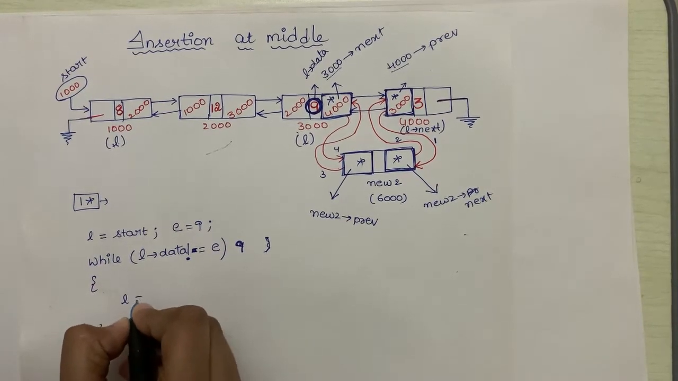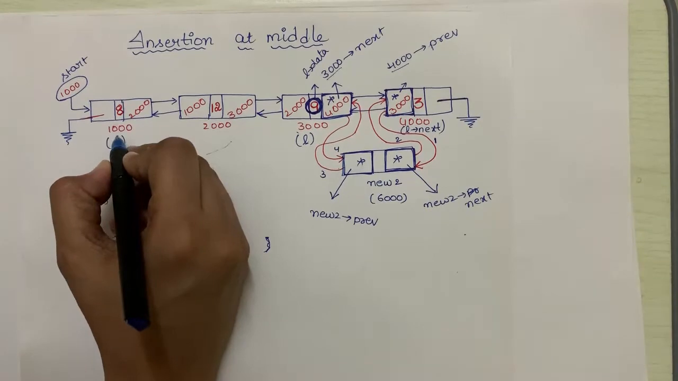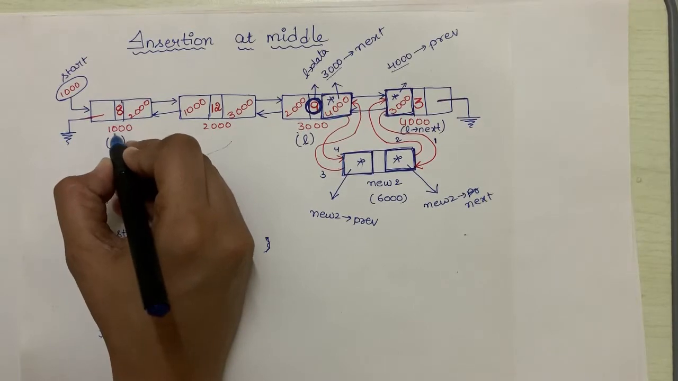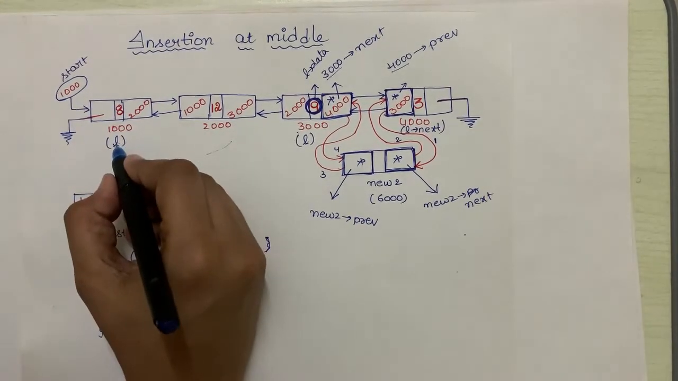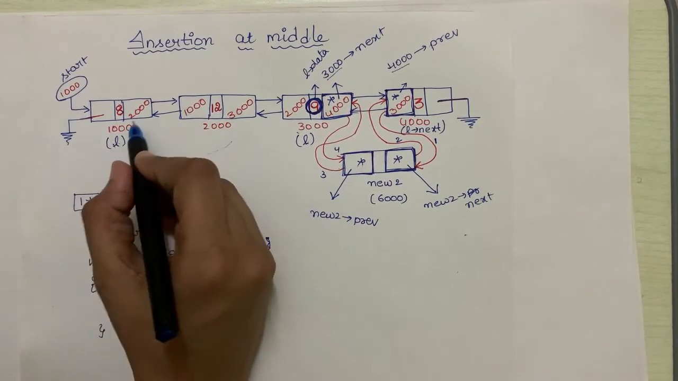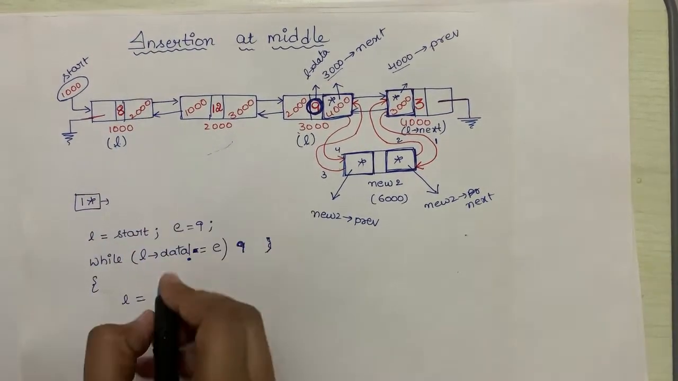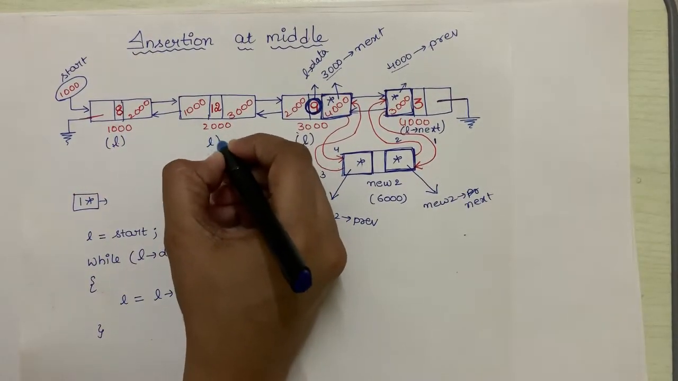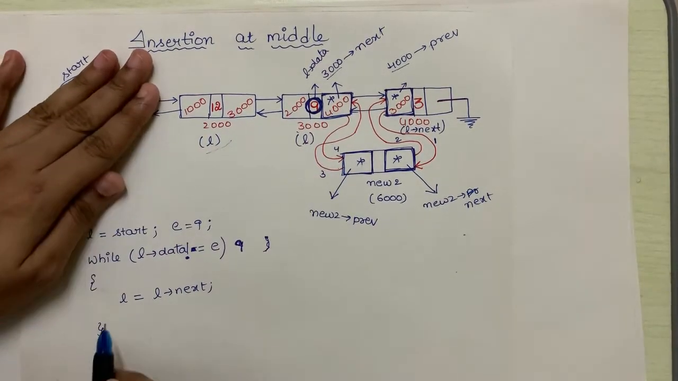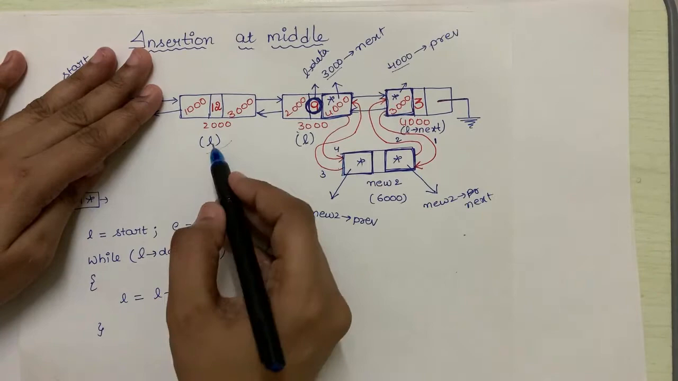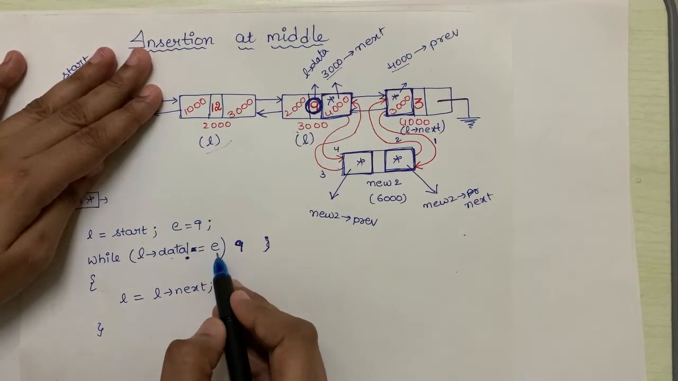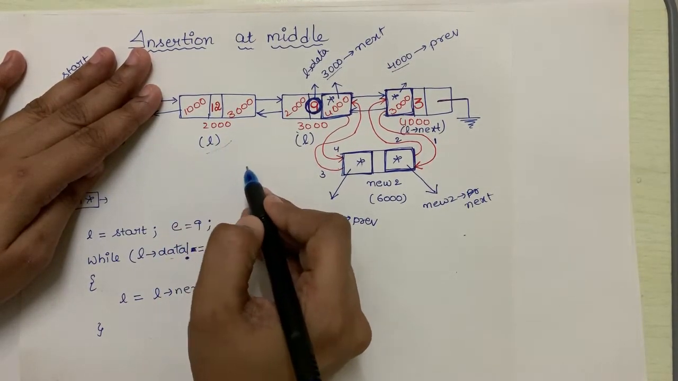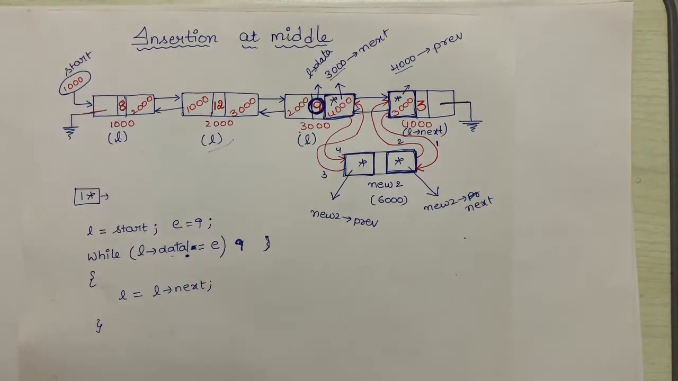So what should it do here? L should jump from the first node to the next node. Previously the value of L is 1000. After this statement, the value of L should be 2000. What is the name of 2000? It is L next. So L is equal to L next. Now the new value of L is 2000. Again the loop repeats. L data is 12, and 12 not equal to 9 is true. So it enters the while loop and L is equal to L next, which means it traverses from the second node to the third node.